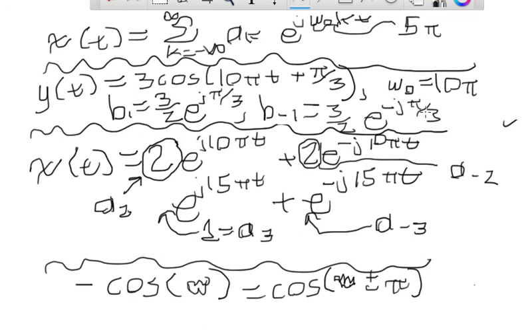So next time we'll look at the Fourier series analysis integral. We'll review that to talk about what you do if you have something more complicated.